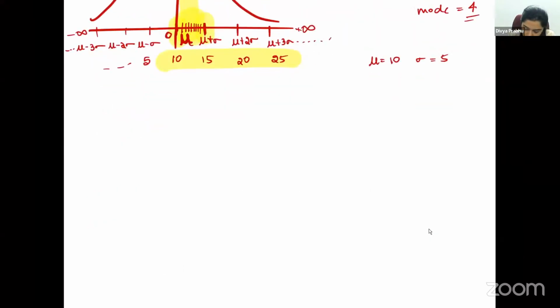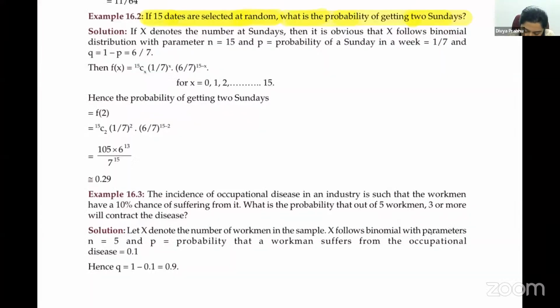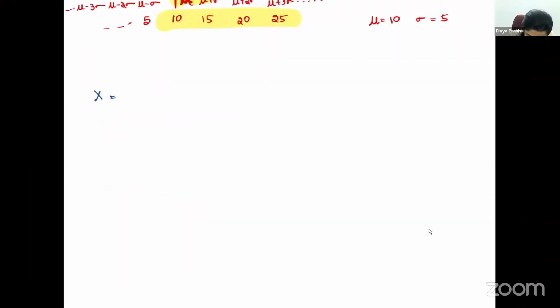So, we will start here. Always remember, x will be equal to what is asked in the question. What have they asked? What is the probability of getting 2 Sundays? So, x will be equal to the number of Sundays.